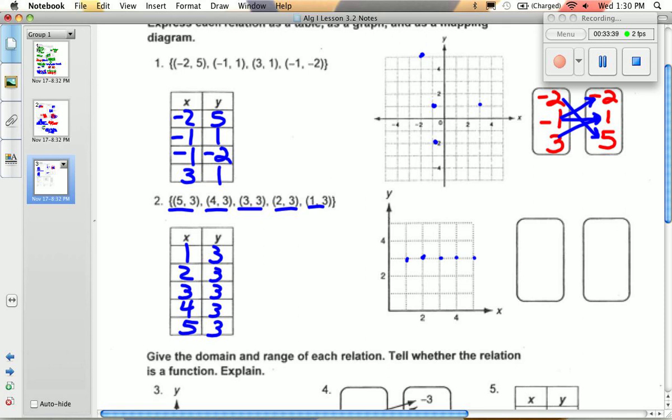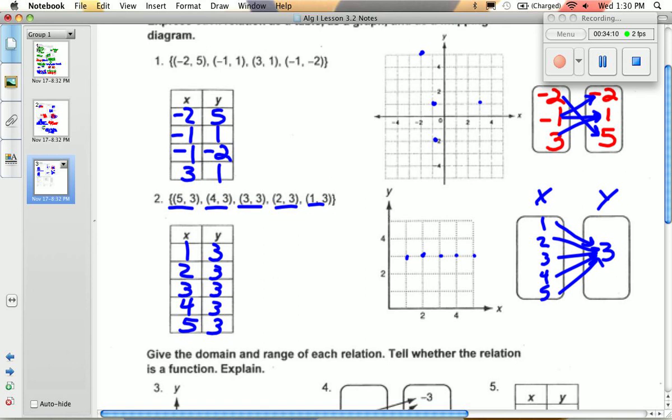Yeah. Okay. Remember, this is our mapping diagram. In our mapping diagram, we list them in numerical order from least to greatest, and we never repeat a number. So what's this one going to look like? 1, 2, 3, 4, 5 for the x's, and 3 for the y. And each of them gets mapped to it, don't they? Okay. So that was practicing making tables, graphs, and mapping diagrams. Any questions?